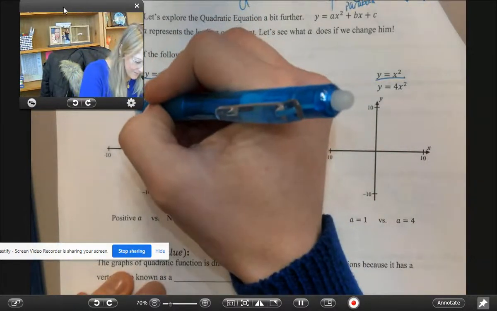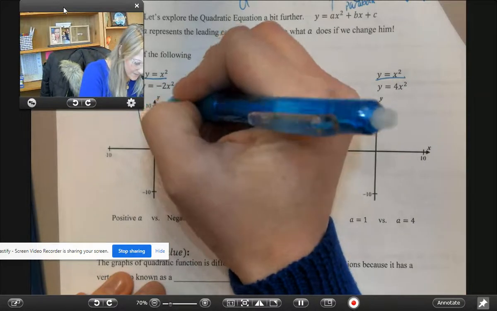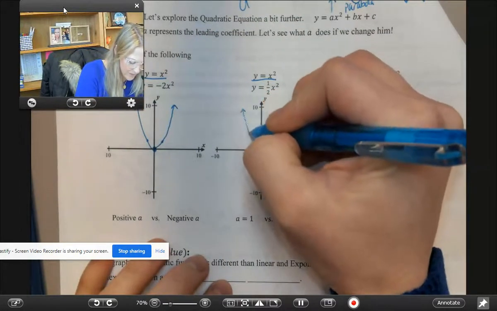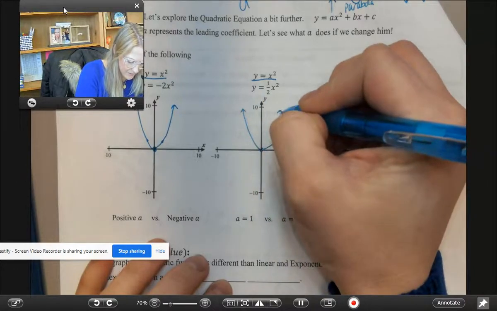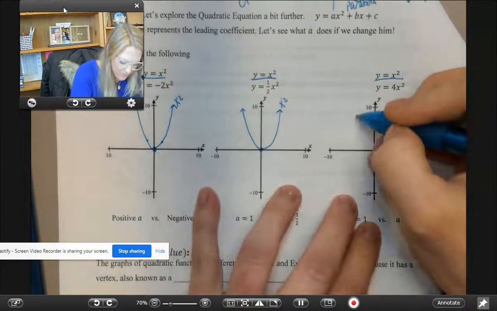Okay, so let's just sketch this. Okay, I'm going to sketch it on all of them because for all of these, we're always going to compare it to this x squared. And I'm going to label it so I know.